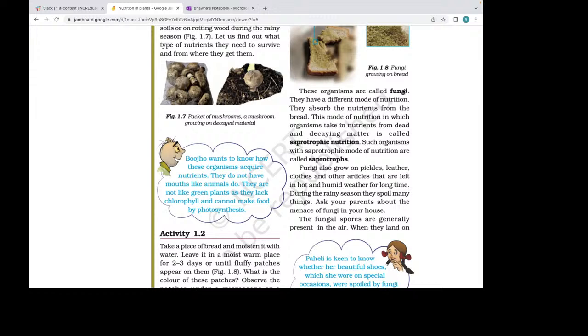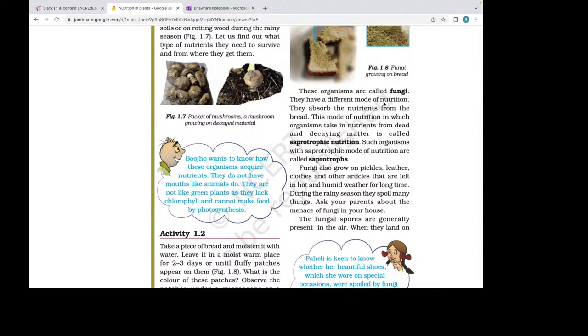These are called fungi. आपने देखा होगा ब्रेड, जो खाना ख़राब हो जाता है कई बार, breads and even a piece of chapati and even your vegetables, उनके ऊपर एक वाइट वाइट सा कुछ जम जाता है जब वो ख़राब हो जाते हैं, तो that white kind of thing is called fungi. They have a different mode of nutrition. इनका जो मोड ऑफ न्यूट्रिशन होता है ना वो हमारे जैसा होता है ना वो प्लांट्स के जैसा होता है.